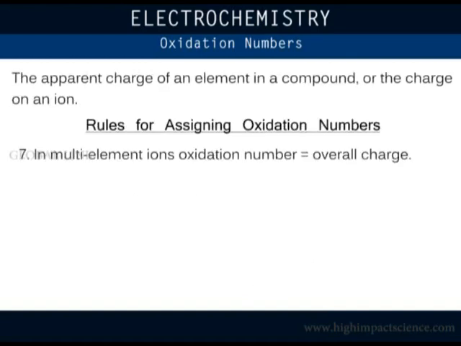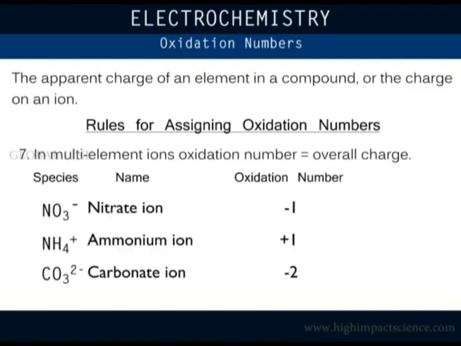Rule number 7. In ions containing more than one element, the oxidation number is equal to the overall charge on the ion. So a nitrate ion has an oxidation number of -1. An ammonium ion has an oxidation number of +1. And a carbonate ion has an oxidation number of -2.